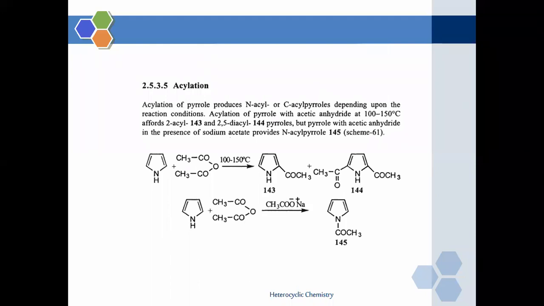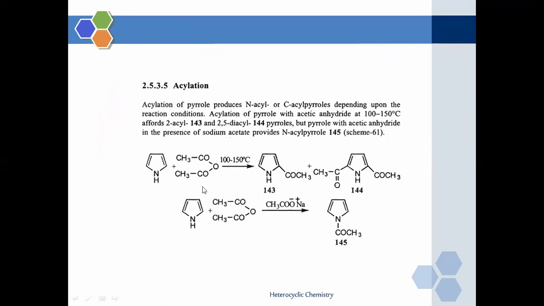Acylation of pyrrole produces N-acyl or C-acyl pyrrole depending upon the reaction condition. Basically, formation of N-acyl and C-acyl derivative will happen depending upon the reaction condition. Now, what type of reaction condition will give N-acyl and C-acyl derivative? Acylation of pyrrole with acetic anhydride at 100 to 150 degrees centigrade will give the C-acylation product.